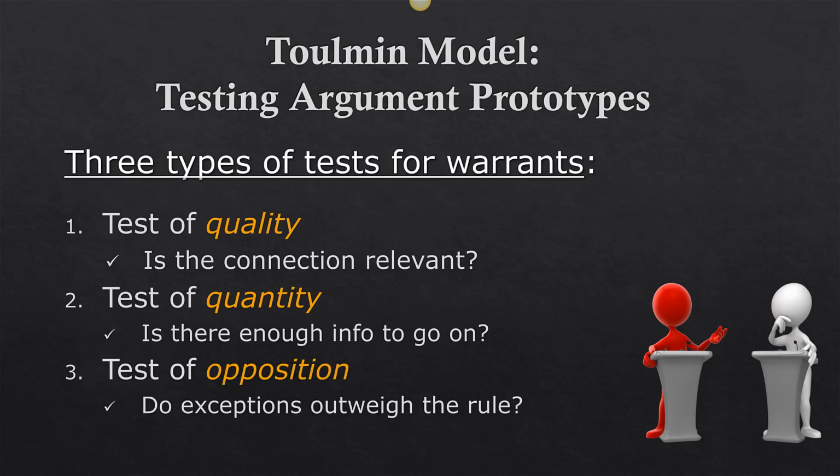And finally, the test of opposition. Do we have sufficient exceptional circumstances or conditions in the situation that might outweigh the rule that's established by the warrant? So in other words, the data might be true and the warrant potentially might make sense, but there's still reasons why the claim would be false. Now, how do you apply these three kinds of tests when we're talking about causal reasoning?